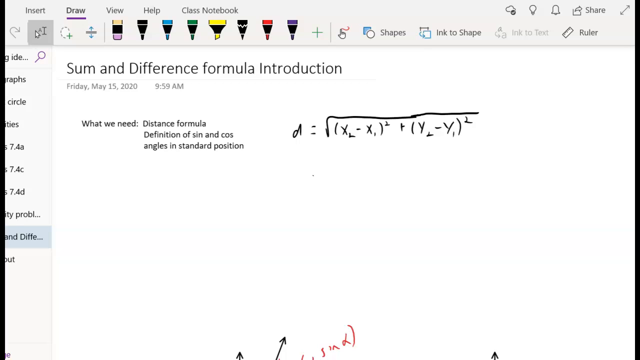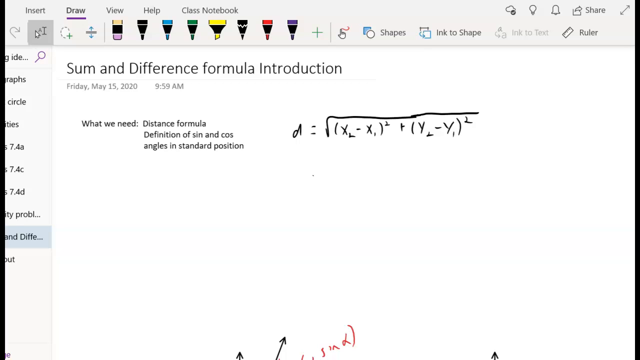Hello pre-calculus students, and welcome to a video on the sum and difference formulas for trig. This is an introduction, so the first of many. We're only going to develop one formula and then we're going to look at applying them. But there are 4 formulas altogether and we're going to see one of them right now.